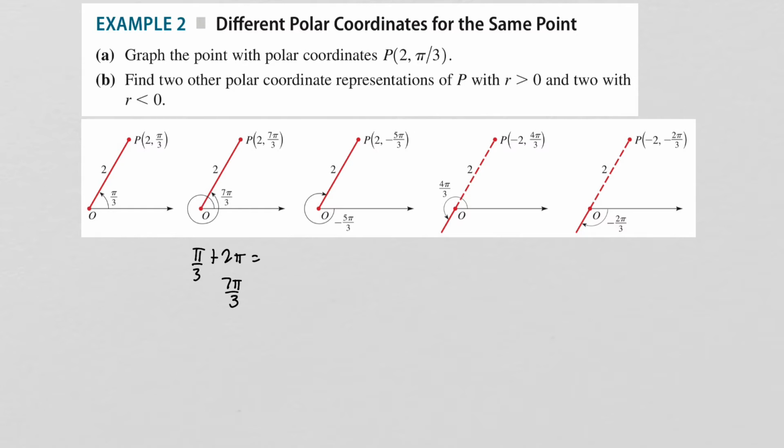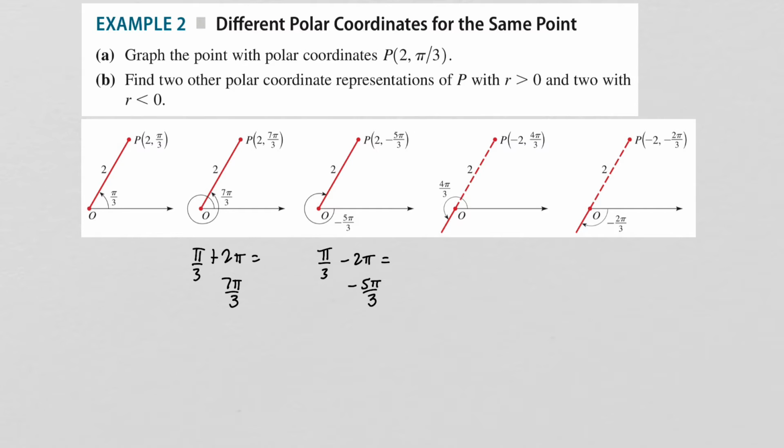In the next one, we have the point 2, negative 5 pi over 3. And to get negative 5 pi over 3, we're simply taking the original angle, which is pi over 3, and subtracting 2 pi from it, and that gives us negative 5 pi over 3.